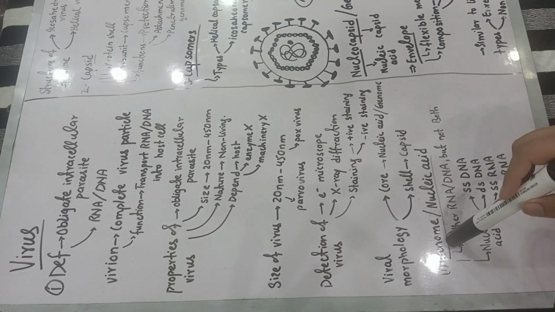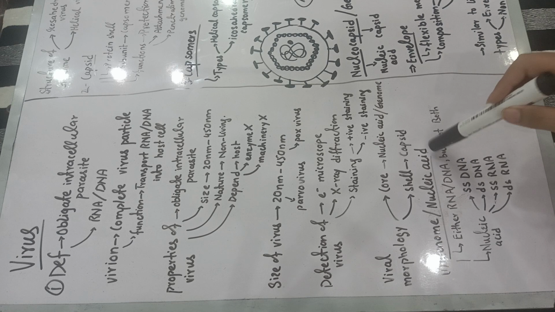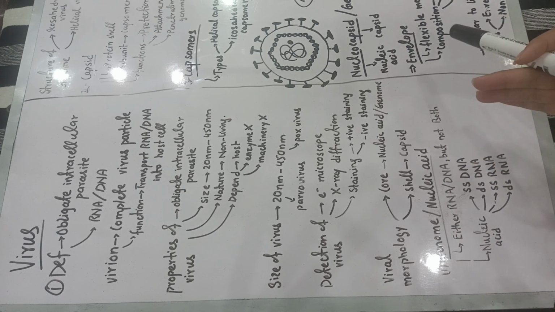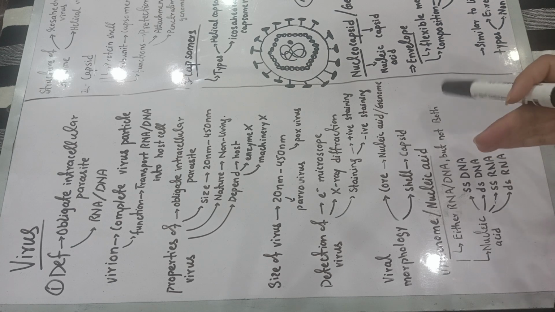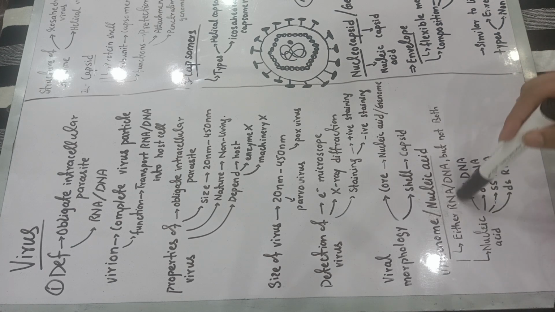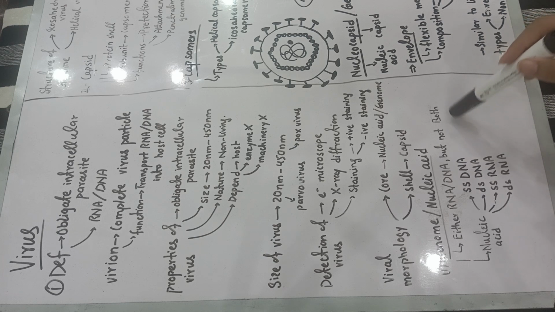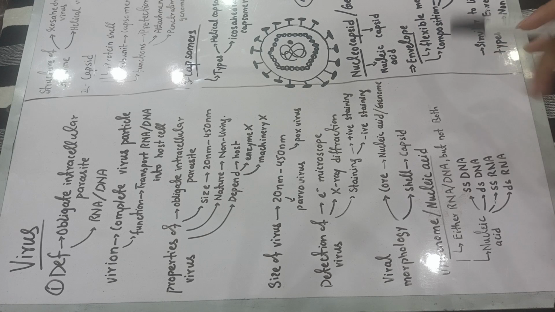So the first component is the genome and the nucleic acid. A genome is the full genetic material of that particular virus. It could be either RNA or DNA, but not both. This is a very important concept, and you have to fix this concept in your minds.